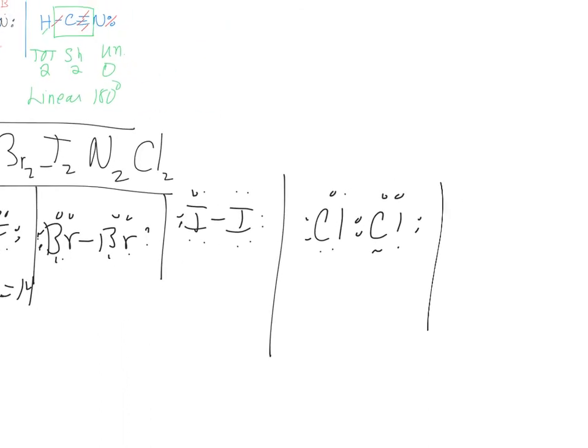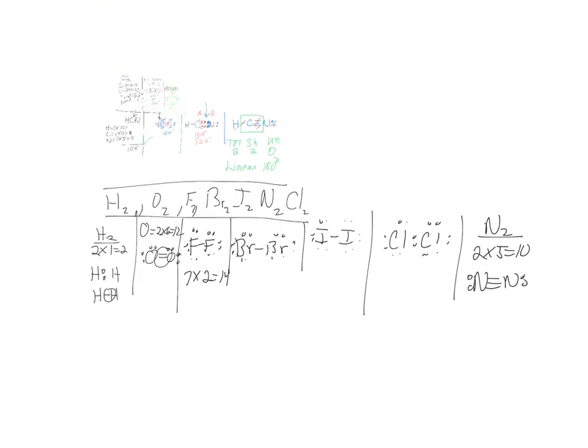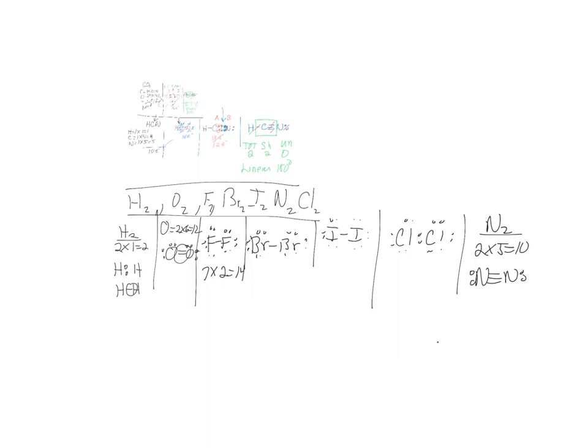And it's not until you get to nitrogen, which has 2 times 5 or 10 electrons, that you see that nitrogen is going to turn out to be a triple bonded molecule. This is, I believe, in your PowerPoint as well. So of all the diatomics, everyone is single bonded except for oxygen and nitrogen. Oxygen is double bonded. And nitrogen is triple bonded, and all the others are single bonds.